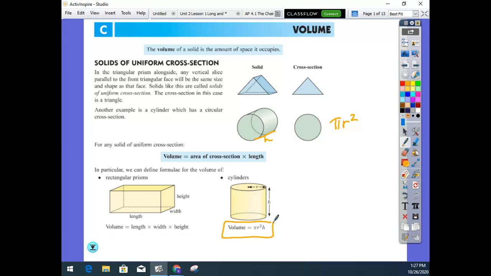If your cross section is a rectangle, like if you make cross sections all the way through, you've got your length times width times height.